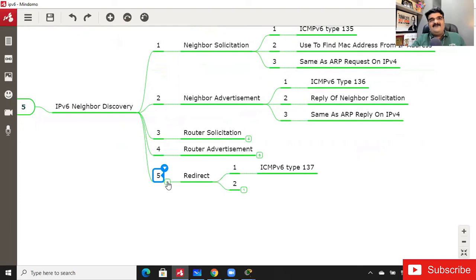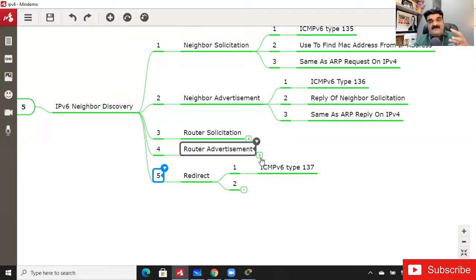We can say that NS is requesting the MAC address, and NA is the reply. We'll talk about FF02::4 later, don't worry about it. So this is the way two computers communicate using IP version 4, and it is the way two computers of IP version 6 communicate with each other. Now we will talk about router solicitation and router advertisement.